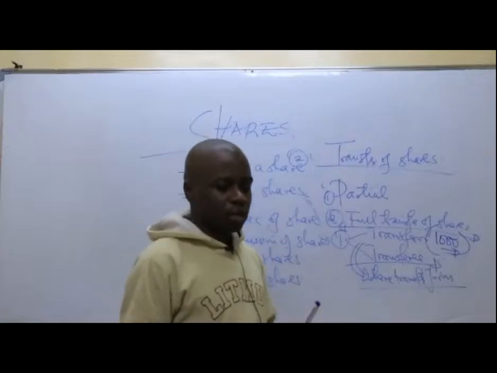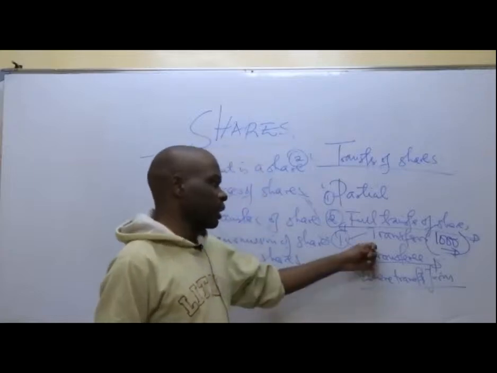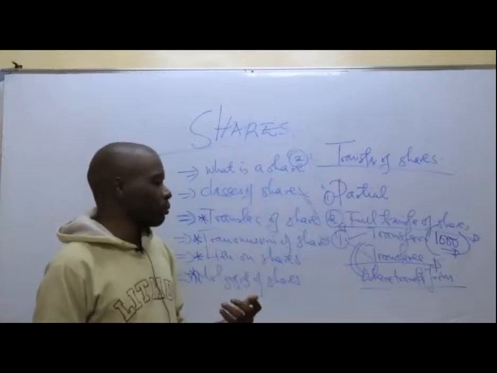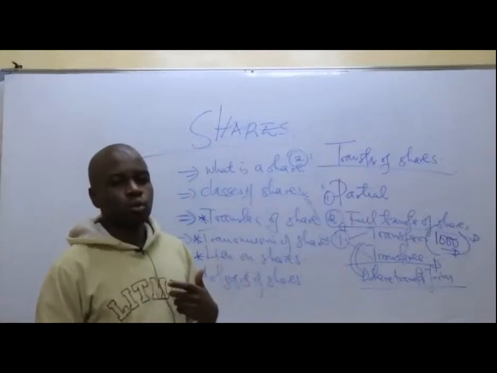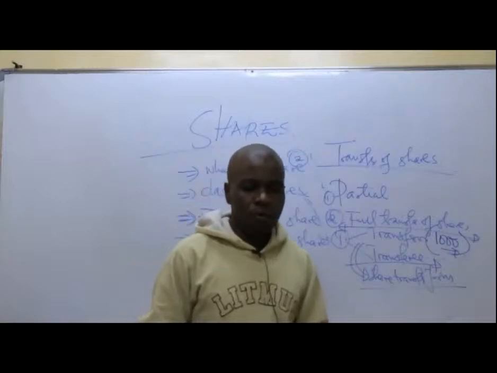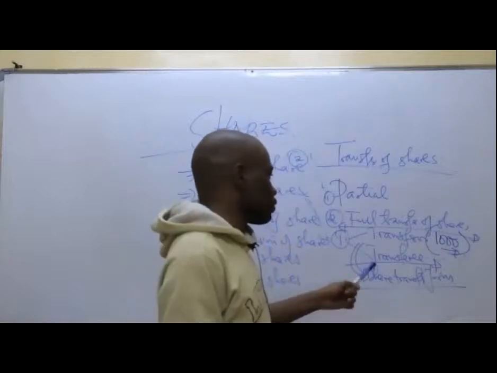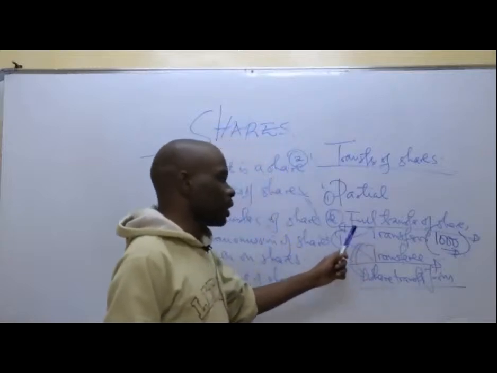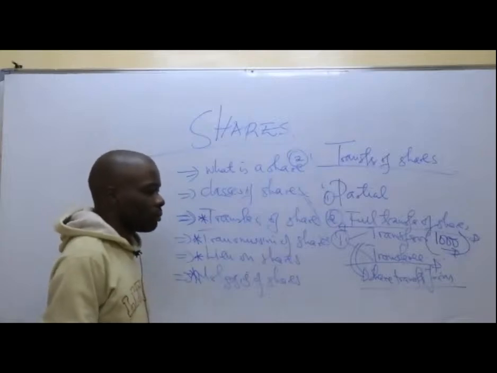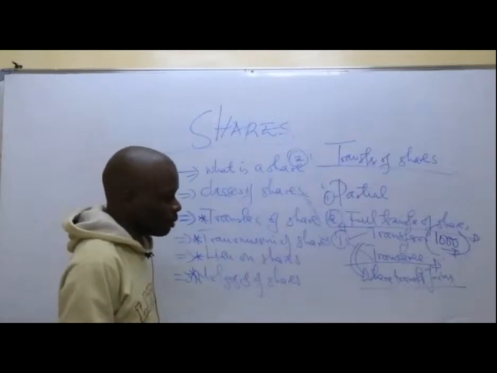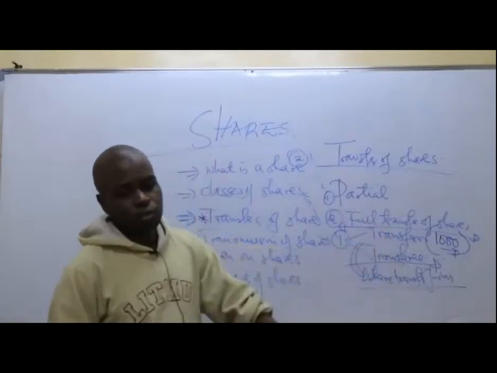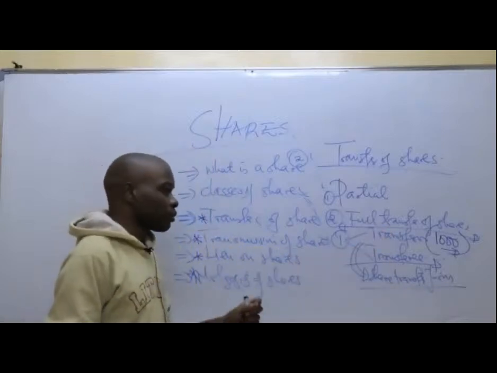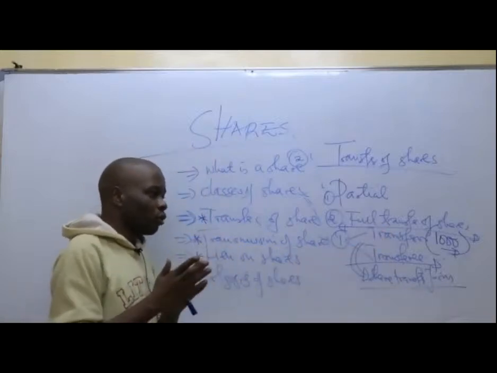What happens at the end of it all? The name of the transferor will now be removed from the register of members, while that of the transferee will now be included in the register of members. That's why we said transfer of shares is one of the ways through which you can either lose or gain membership of the company. So you can see the transferee is gaining membership while the transferor is losing membership. So that is what happens, for example, if you transfer all the shares.